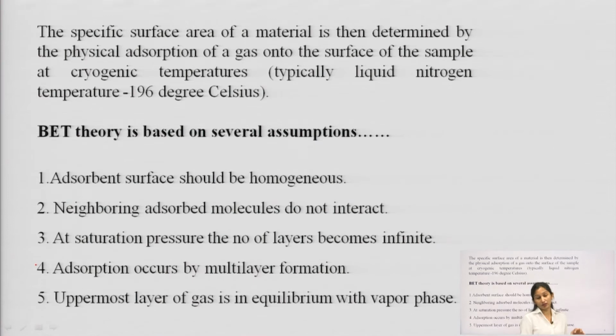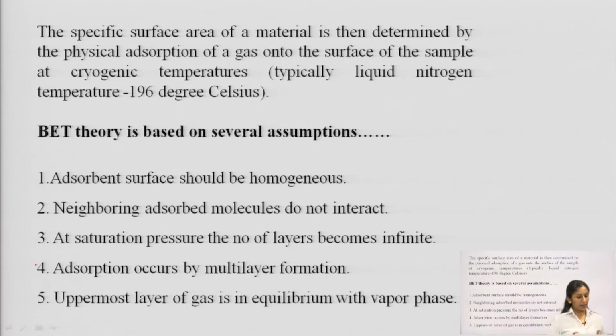Absorption is when something reaches inside the particle. Adsorption is the surface phenomenon, where it will adhere on the surface only and we can dissolve them also. So, the specific surface area of a material is determined by the physical adsorption of a gas on the surface of the sample at cryogenic temperature, typically liquid nitrogen temperature, which is minus 196 degrees Celsius.